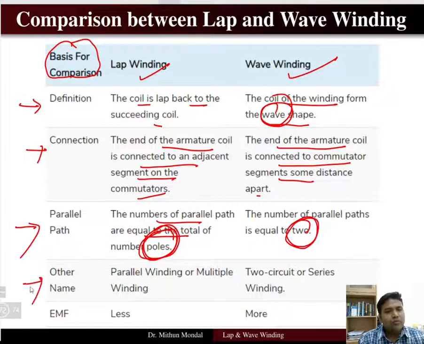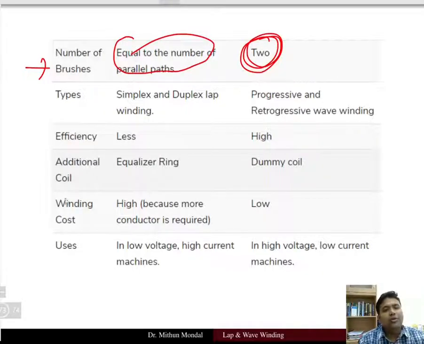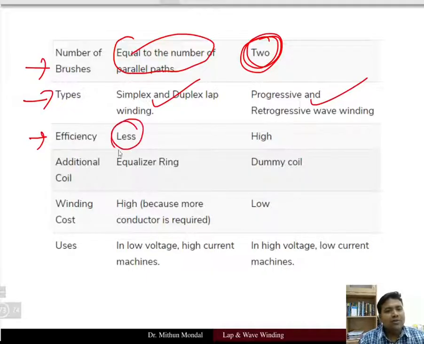Other names: for lap winding it is parallel winding or multiple winding. Here it is two-circuit or series winding. Now in lap winding your EMF will be less and here EMF will be more. Similarly, the number of brushes will be equal to the number of parallel paths. Here brushes will be fixed at 2 because you have 2 parallel paths. Types: you can have simplex and duplex lap winding, and you can have progressive and retrogressive wave winding. Efficiency: here you have less efficiency, here you have high efficiency.